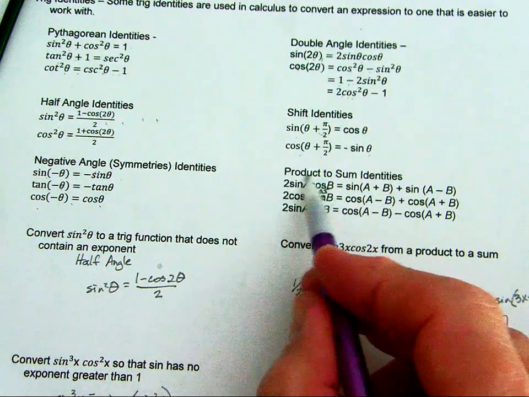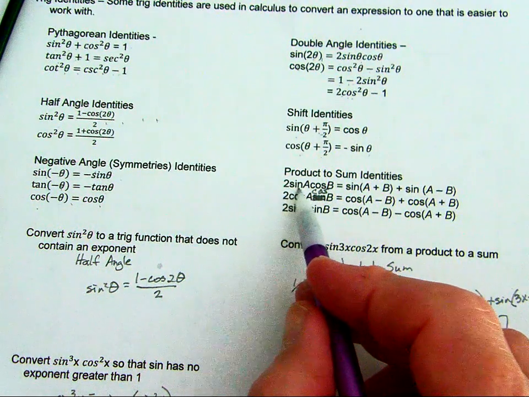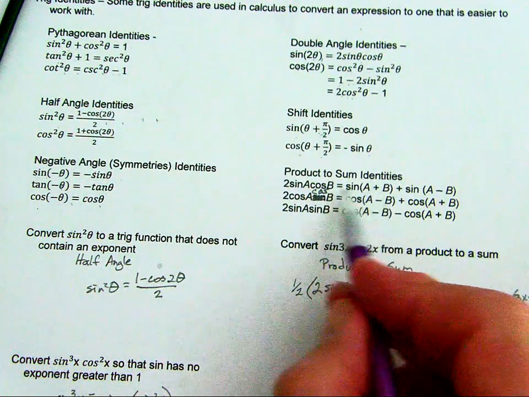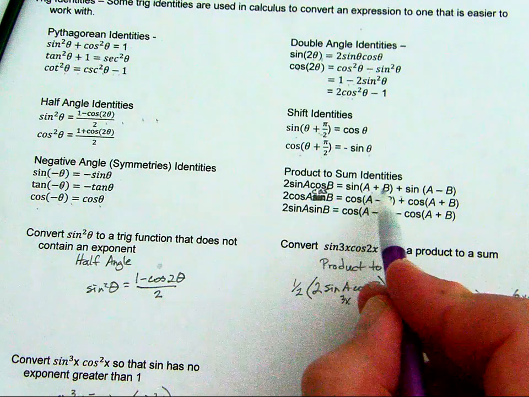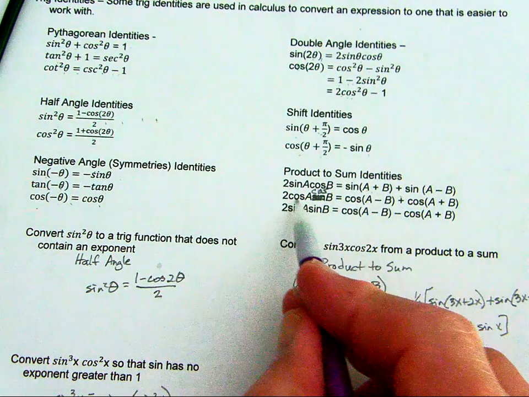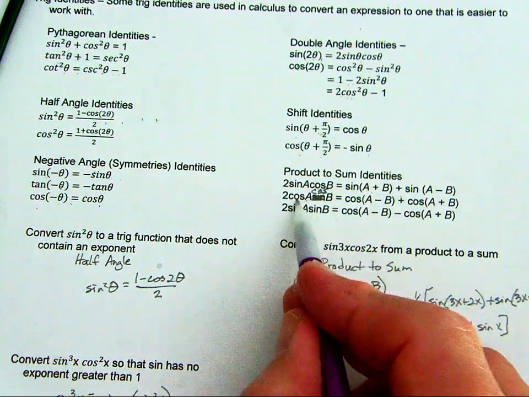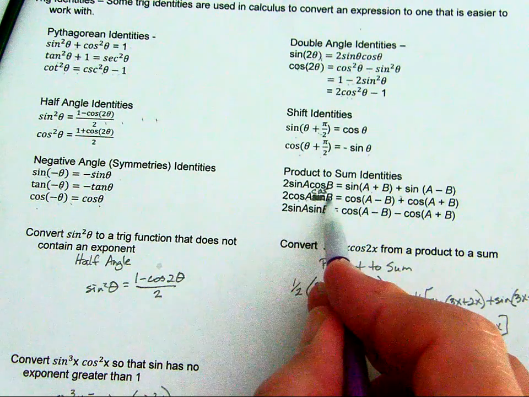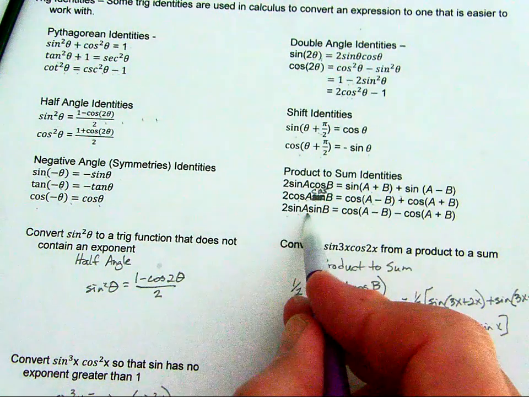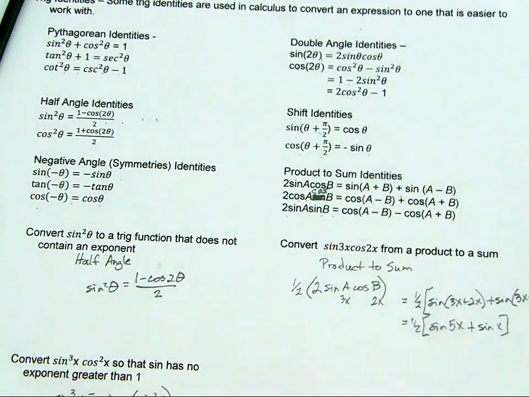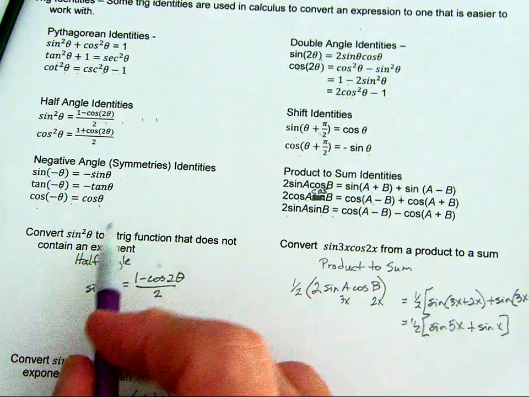Then product to sum. Here you just have to match this up. 2 sine A cosine B. If you want to change from a product to a sum, you just figure out what A and B are and plug those numbers in. Same 2 cosine A cosine B. So if you see 2 cosine cosine, figure out what A and B are, plug those in. Same with 2 sine A sine B. Figure out A and B and plug them in.